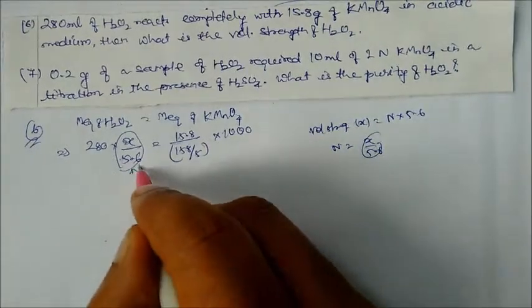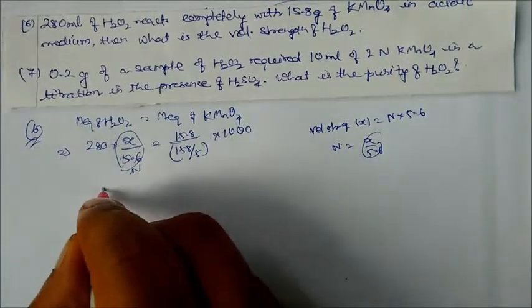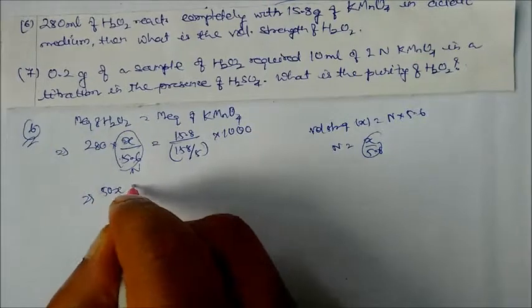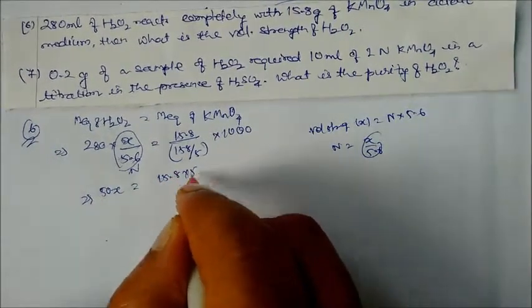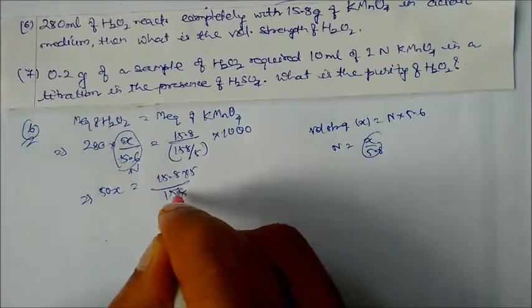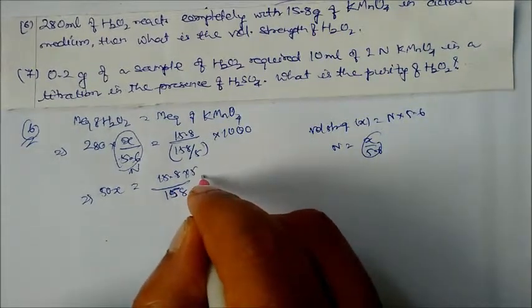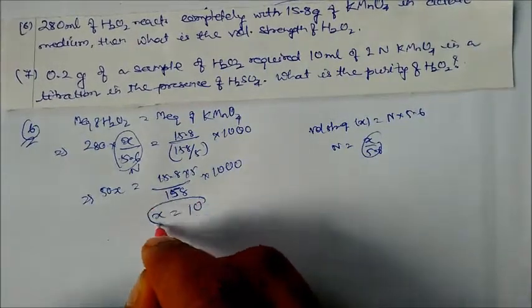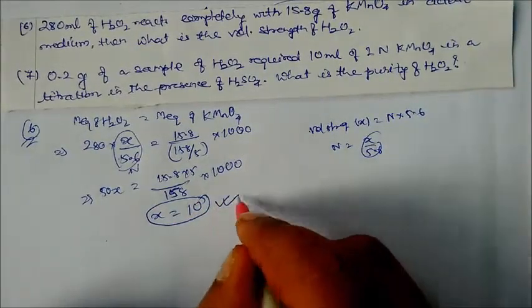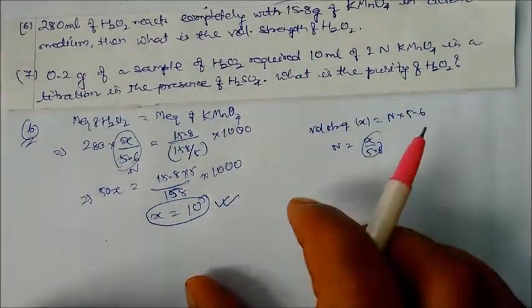This is not the normality. So again we solve it. So this will come about 50x minus 15.8 into 5 divided by 158, into 1000. So here x, if you solve it, will come about 10. So 10 is our volume strength of H2O2.